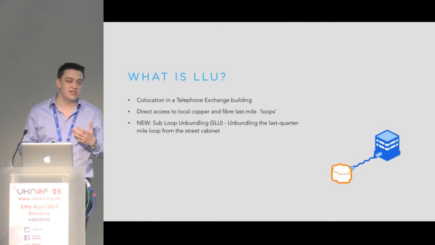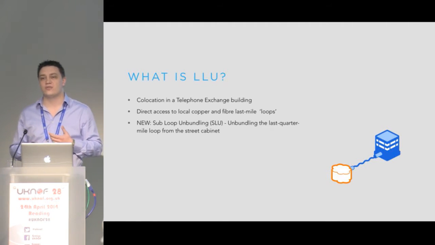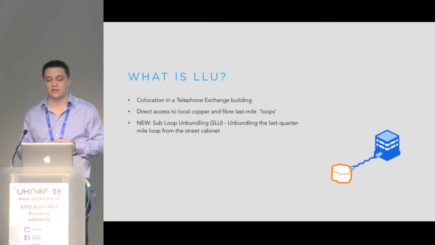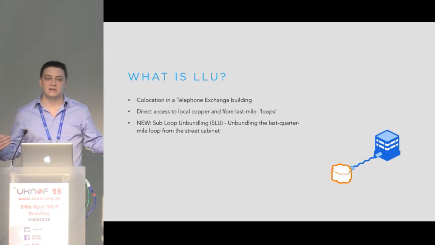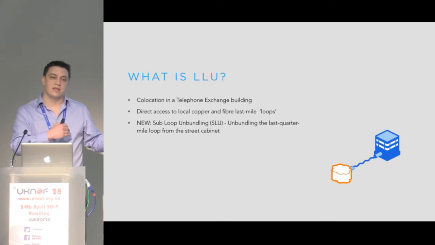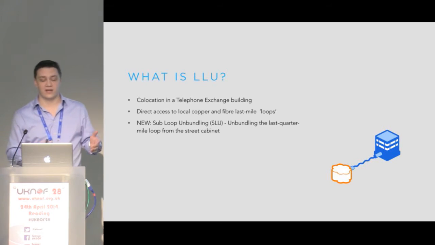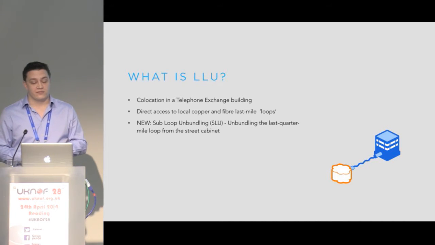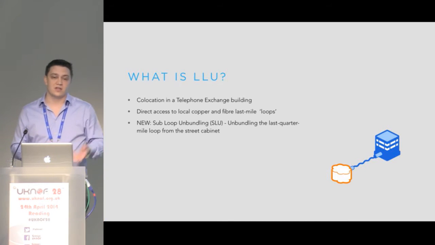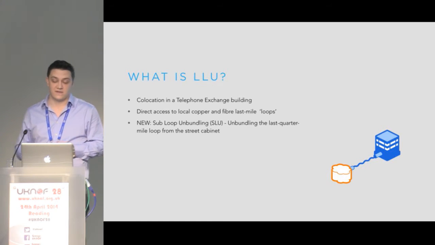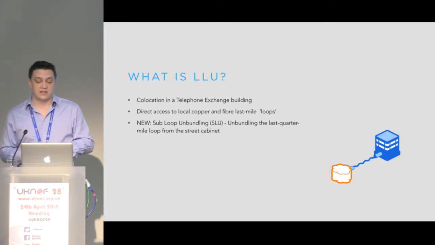There is a new type of LLU which is now becoming a little bit more relevant. It's called subloop unbundling, and that's where rather than taking the loop all the way from the telephone exchange building, which may be several miles away, you're taking the loop just from the cabinet in the street, which is typically a quarter mile or thereabouts from the customer's premises. And the useful thing there is obviously you can do your own brand of super fast access using technologies like VDSL instead of traditional technologies like ADSL.